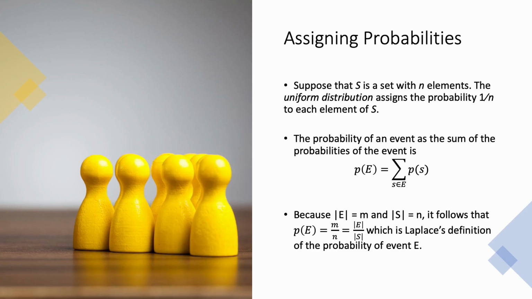Suppose that S is a set with n elements. The uniform distribution assigns the probability 1 over n to each element of S. When possible, outcomes are equally likely and there are a finite number of possible outcomes. This definition and Laplace's definition agree with each other. We can see this by supposing that there are n equally likely outcomes. Each possible outcome has probability of 1 over n because the sum of their probabilities is 1.